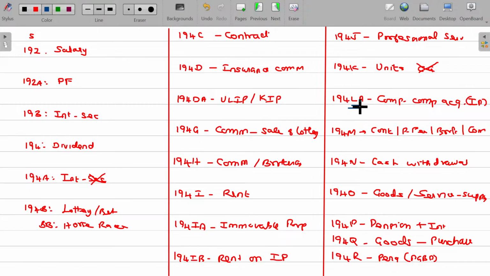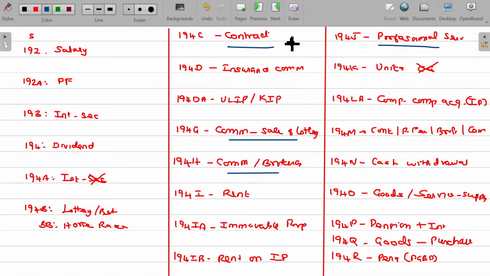Your land asset compulsorily acquired by the government, and while getting the compensation, TDS is applicable, LA, okay? Compulsory acquisition of your land asset and immovable property, okay? So TDS is applicable. M being many, okay? This contract and professional services, brokerage, as well as commission, whatever it may be.